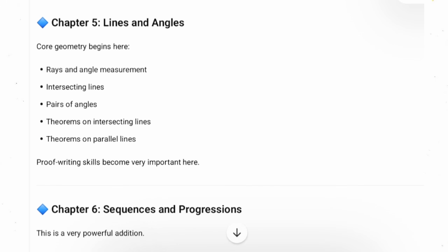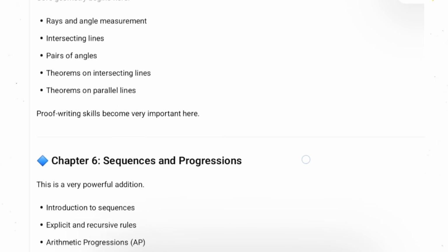Then chapter number 5 is lines and angles. Here topics are ray and angle measurement, intersecting lines, pairs of angles, theorem on intersecting lines, theorem on parallel lines. Proof writing skill becomes very important here.